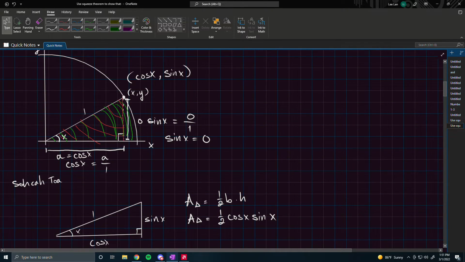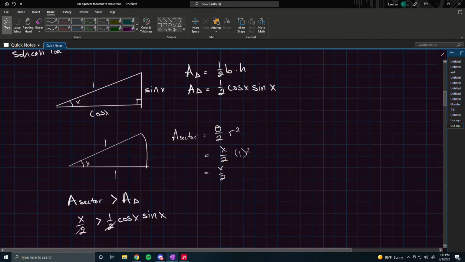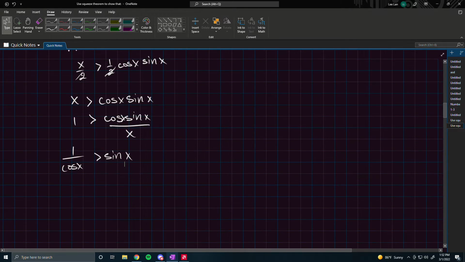So I'm just in the first quadrant. The first quadrant is from 0 to pi over 2, so x is always going to be positive. And cosine in this first quadrant is also always going to be positive, so we're good. So now we have this fact. Let me rewrite it: sine x over x is less than cosine x.